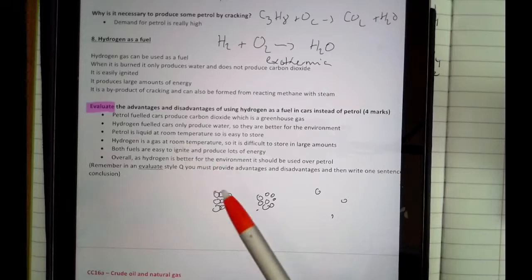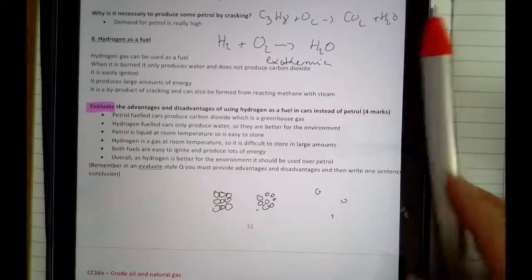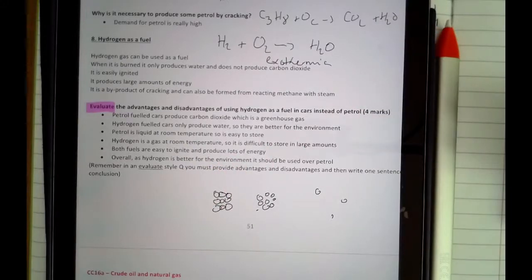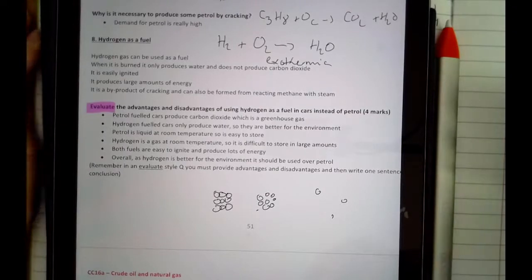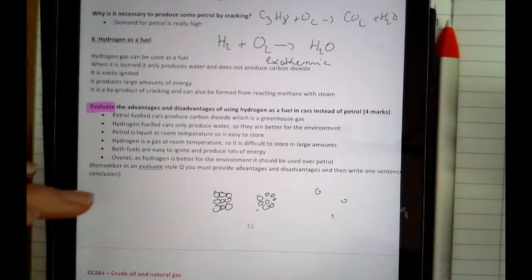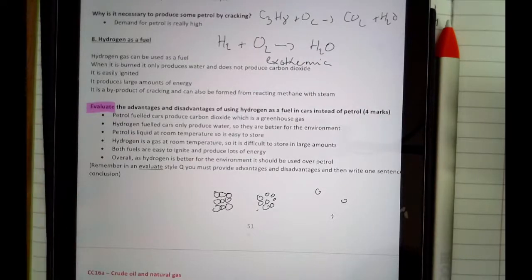Then you can say for both of them, they're both fuels that are easy to ignite. They both release lots of energy. But then overall, I've gone with hydrogen. I said it's better for the environment, so it should be used over petrol. But you could say at the end, I'm going to go for petrol because it's easier to store and you think that's the most important thing. It doesn't matter as long as you pick a side and write a sentence. That's all you need to do for your evaluate question.